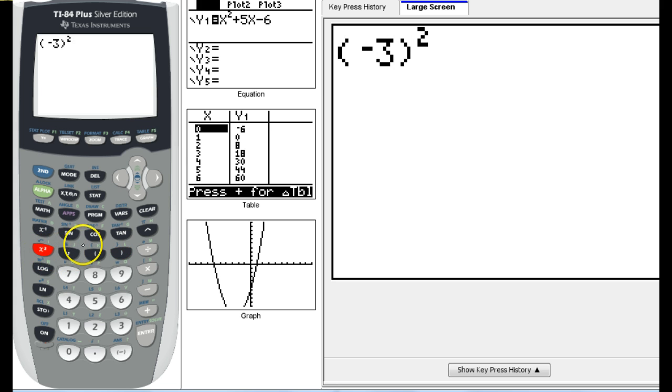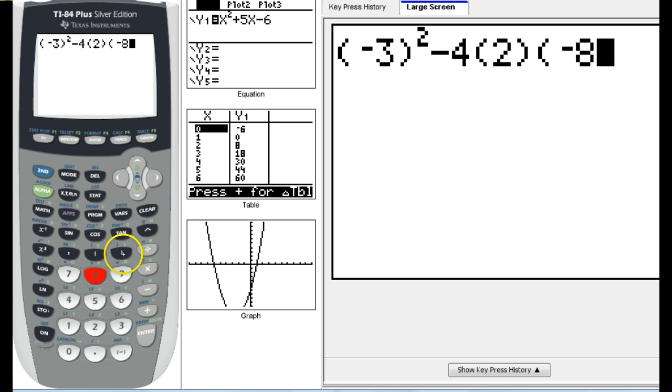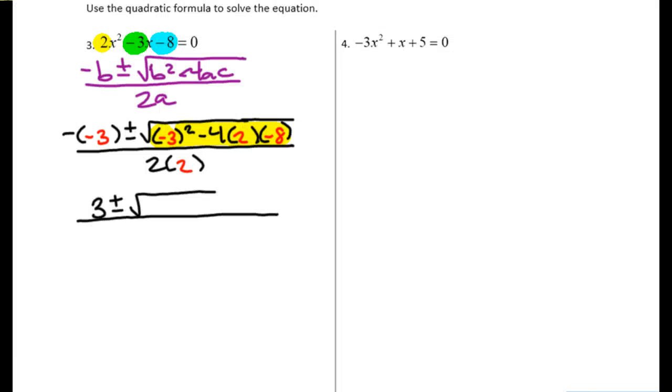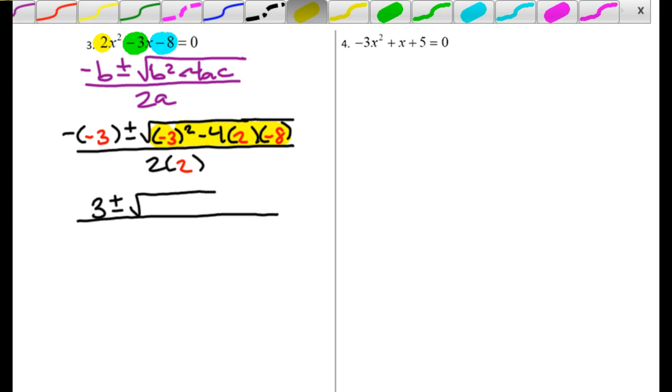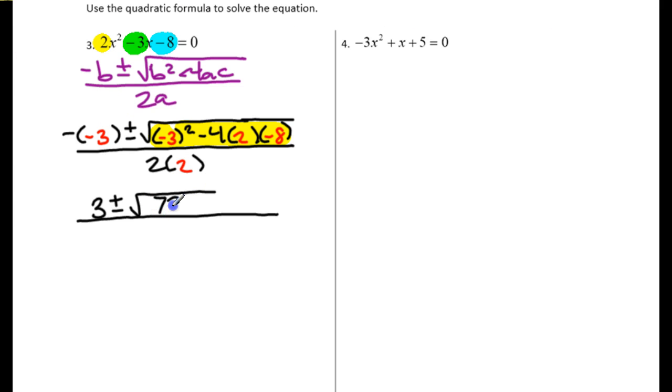There's the square. Okay? And then it was minus 4 parentheses 2 parentheses negative 8. So all of that in the radical sign comes out to 73. Alright, so we come back here. So our top is now 3 plus or minus square root of 73. The bottom is just 2 times 2, which is 4. Alright, so we've taken all this, cleaned it up a lot.